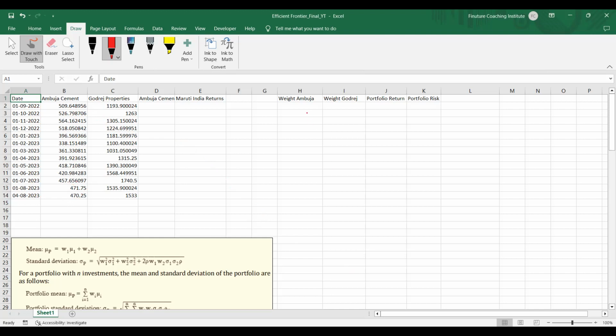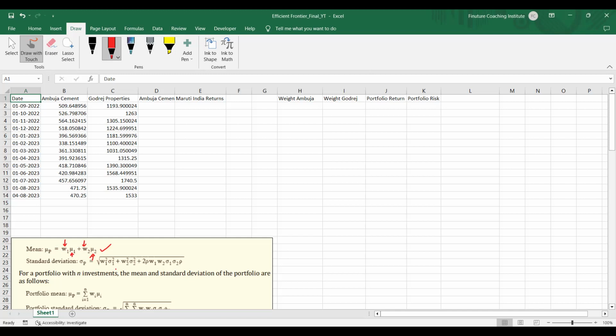What we'll do is try to build a portfolio using these two stocks. We will allocate some weight initially in Ambuja Cement and in Godrej Properties. We'll try to calculate what the portfolio return and what the portfolio risk is. To calculate the portfolio returns, we will use this formula, which is very intuitive. It's a weighted average: weight of Ambuja Cement, weight of Godrej, and expected return of Ambuja Cement and expected return of Godrej Properties. That will give you the expected return of the portfolio.